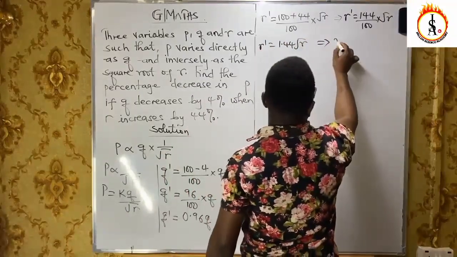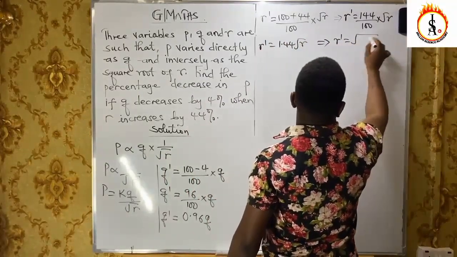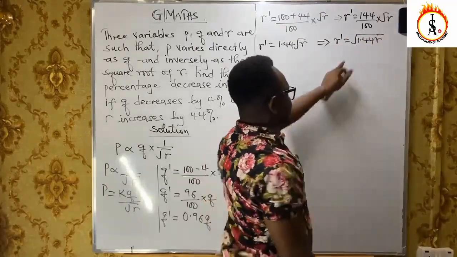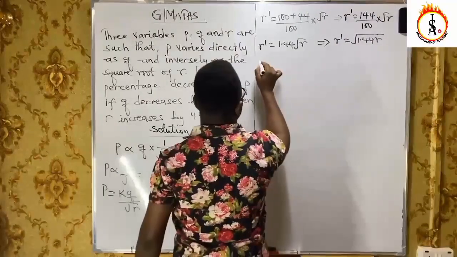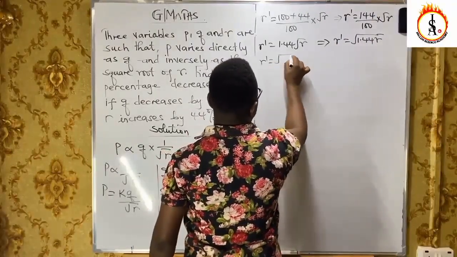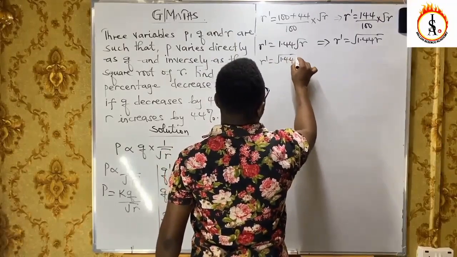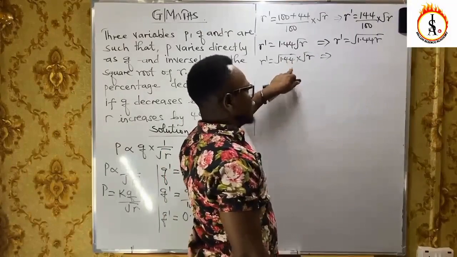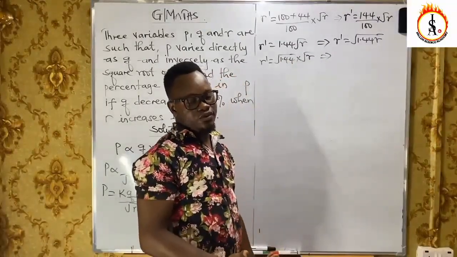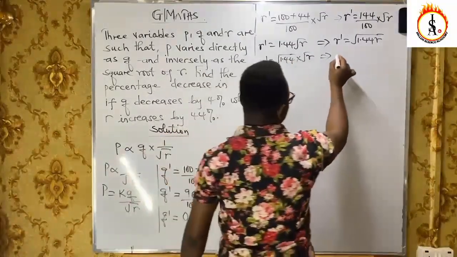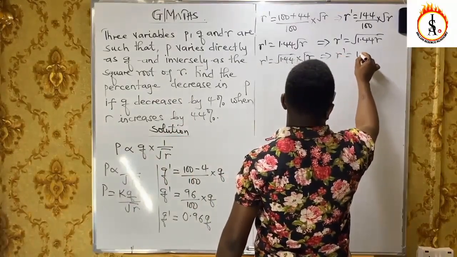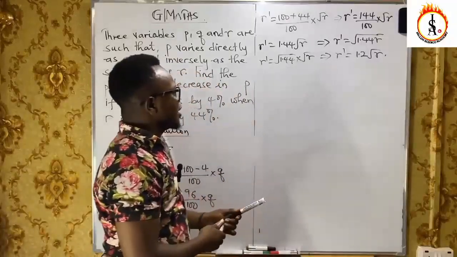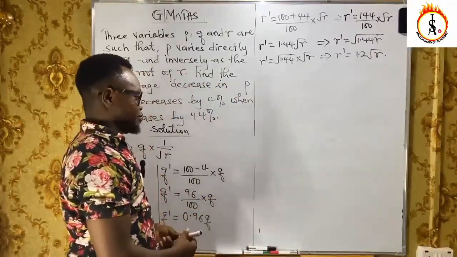So this implies we can say R prime is equal to the square root of 1.44 R. But we can simplify this further by saying R prime is equal to root 1.44 multiplied by root of R. Root 1.44 is a perfect square because square root of 144 is 12. So R prime will be equal to 1.2 root of R. So this becomes our new R, which is R prime.